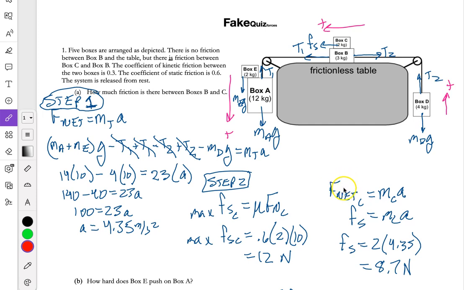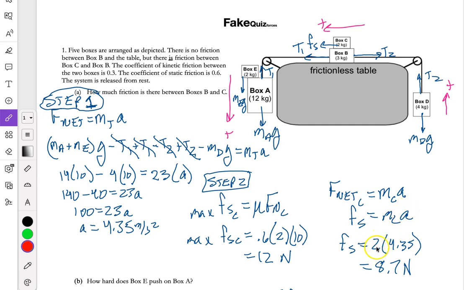Now I'm going to find out when it accelerates what that static friction would be, because remember, static friction increases as you increase the acceleration. So I remember my acceleration is 4.35, and I know that the net force is equal to mass of C times that 4.35 acceleration. The only force is to the left, and that's positive. That's equal to mc times its acceleration.